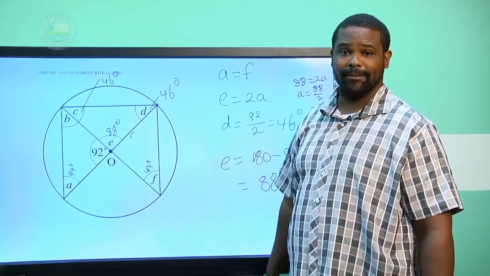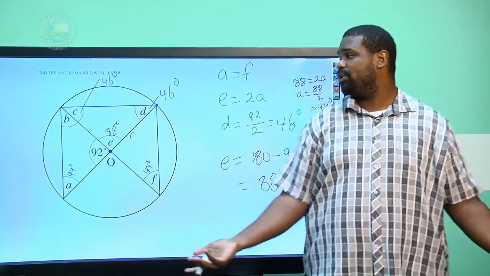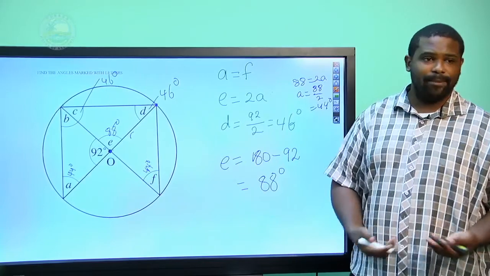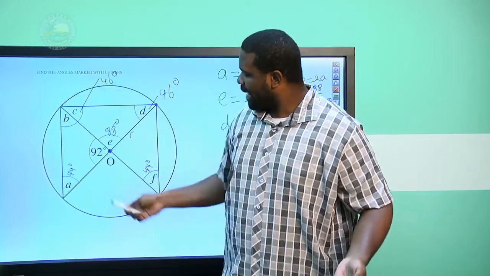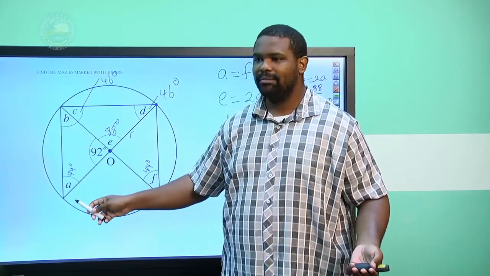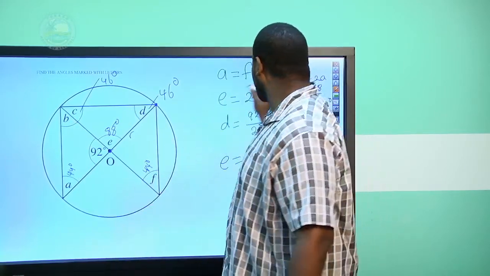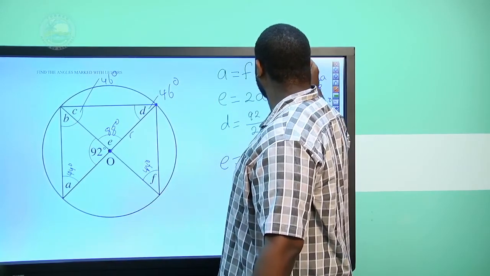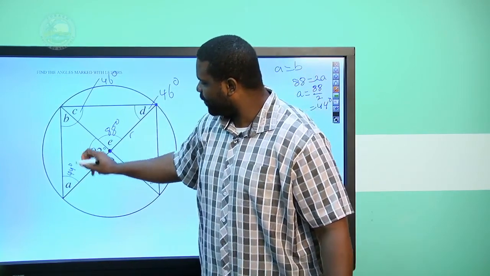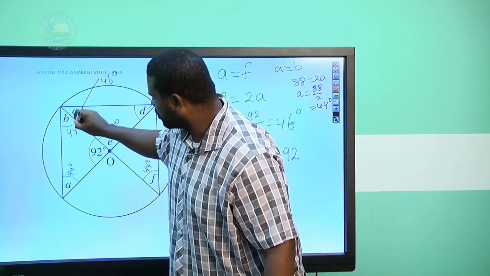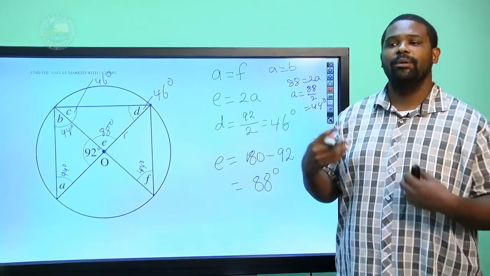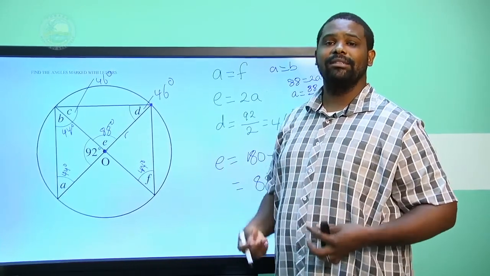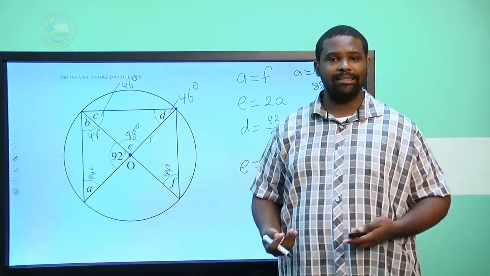Now to find B. Again, there are multiple ways in which we could find B, but the simplest way right now is to see that this is an isosceles triangle, so the base angles are going to be equal. So that means that A will also be equal to B. So if here is 44, there is also 44.